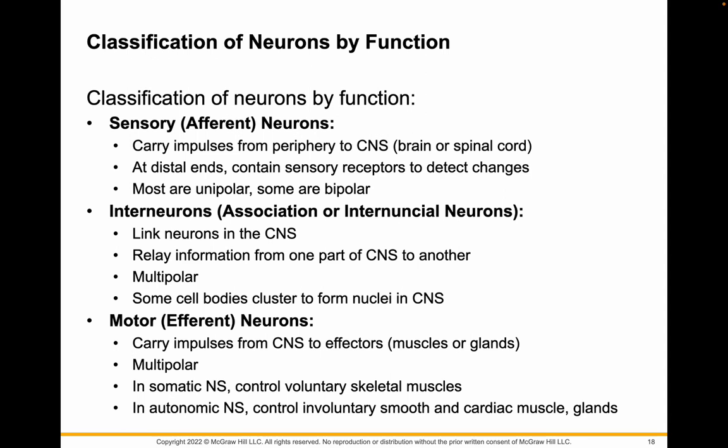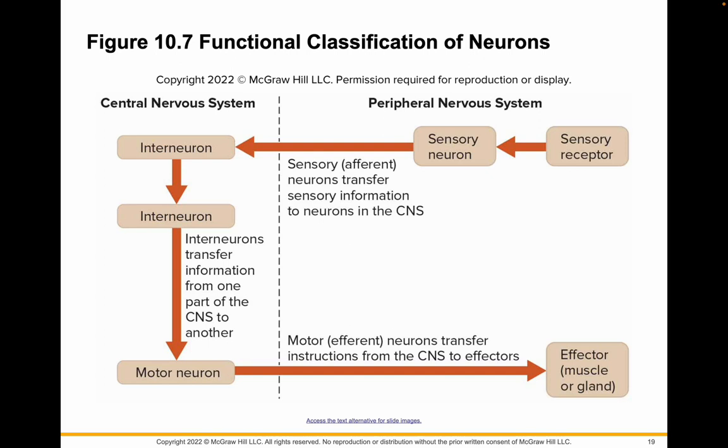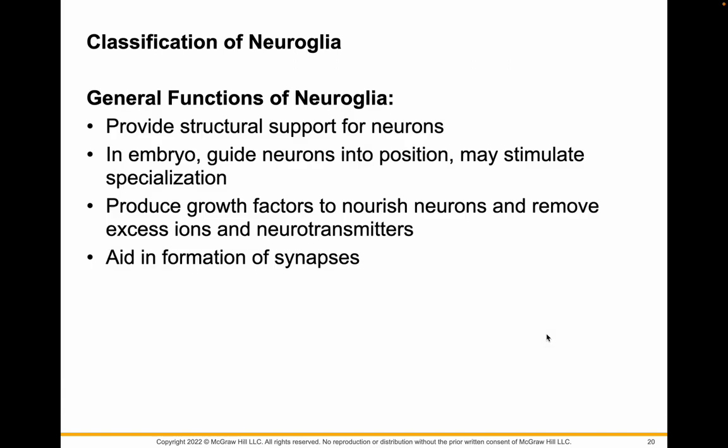Now, in somatic, remember that's going to be in the somatic nervous system, those motor neurons are going to skeletal muscle, and in autonomic, they are going to the other effector cells. And so I love this picture. It really helps you see the flow of information coming from the outside and how you respond to it.